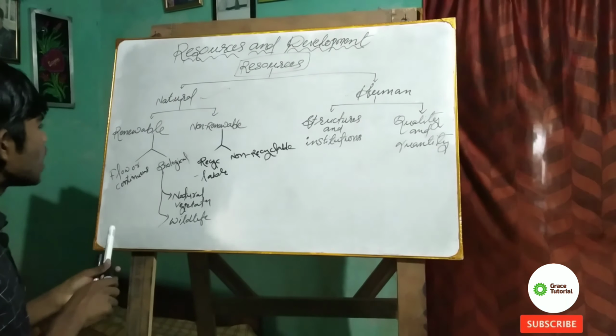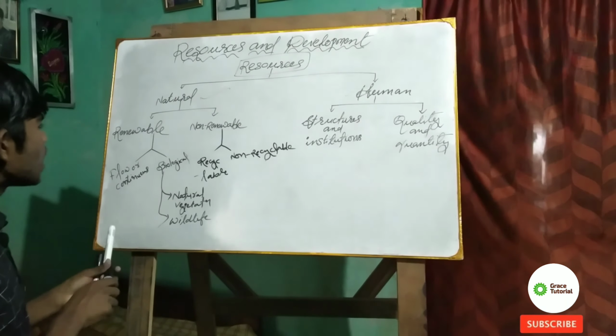Similarly, those resources which are acquired by the organism for growth, maintenance and reproduction are called the biological resources. And it has been further subdivided into two types. One is natural vegetation, which talks about the flora, and number two, wildlife, which talks about the fauna. Similarly, on the basis of exhaustibility and the limitation of use, the natural resource is also divided into one more type, that is non-renewable.